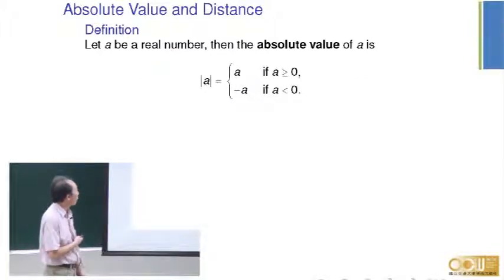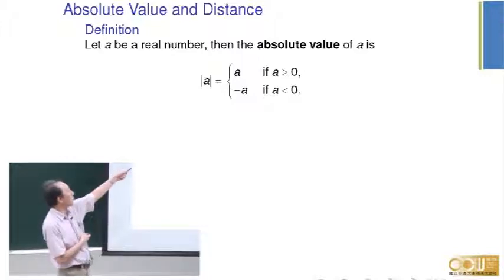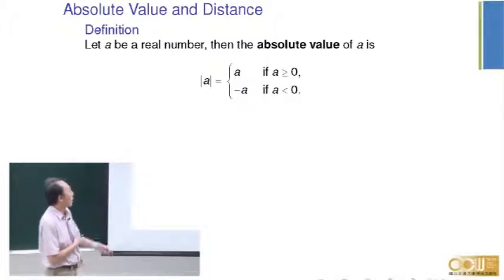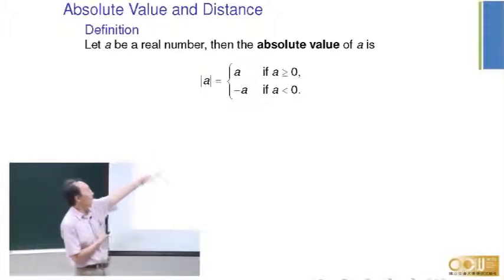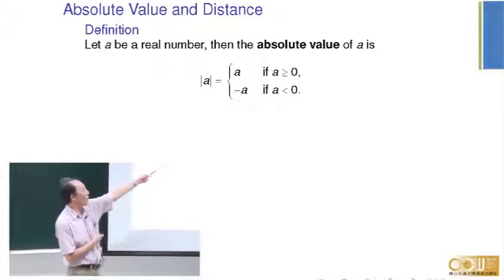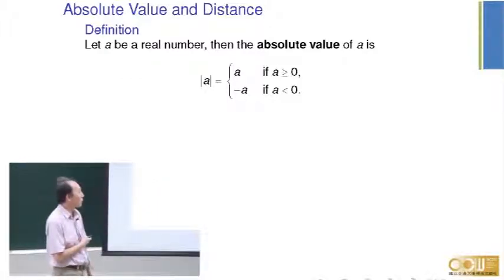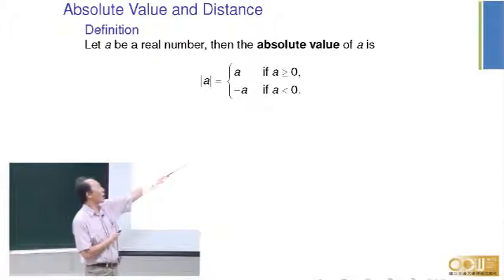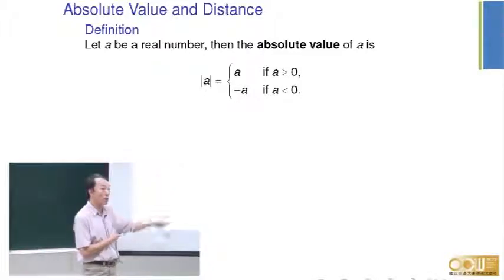About absolute values and the distance on the real line. For absolute value, let A be any real number. We define the absolute value of A as follows: when A is a negative number, the absolute value of A is minus A, or negative A. You see, because A is negative, negative A becomes positive.